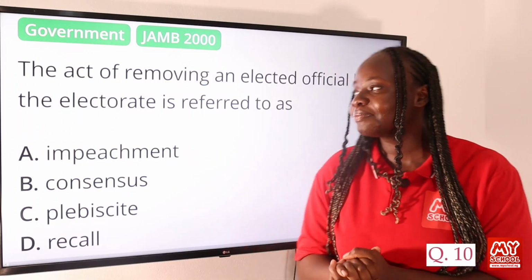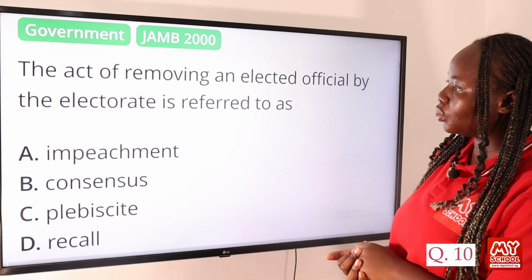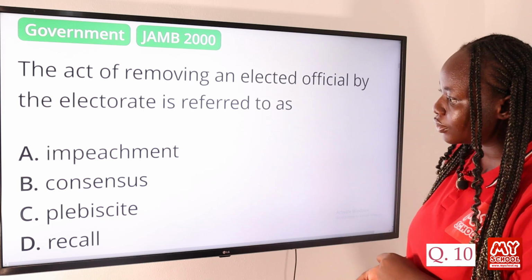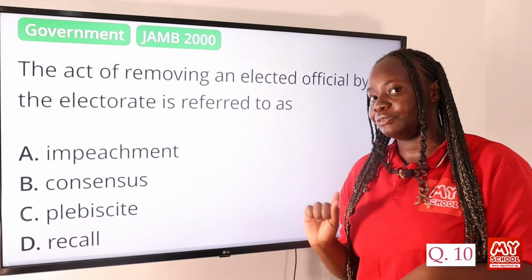Now on to question 10. The act of removing an elected official by the electorate is referred to as A, impeachment, B, consensus, C, plebiscite, and D, recall. So the answer to this question is option D, recall.